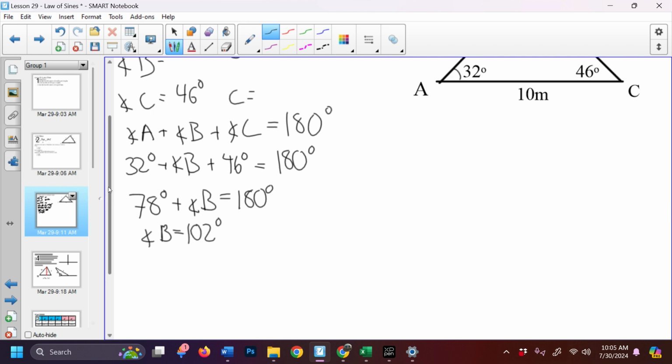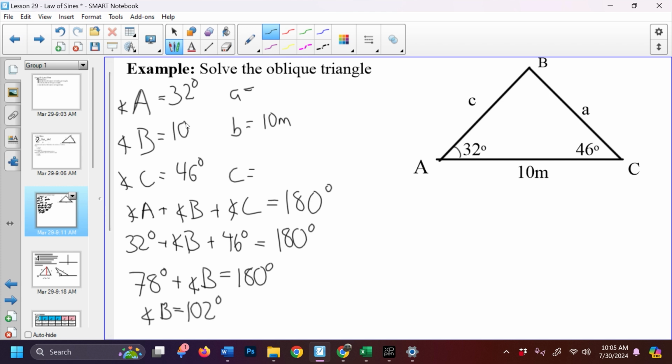So we'll go back up here to the top. We'll put 102 degrees there, and now we have all of our angle measures. All right, now to find the remaining two sides, little a and little b, we are going to use the law of sines. Now, the way that you use the law of sines is you have to know a side and an angle, and then you can use one other piece of information in the given to find its opposite part, so either an angle or a side.